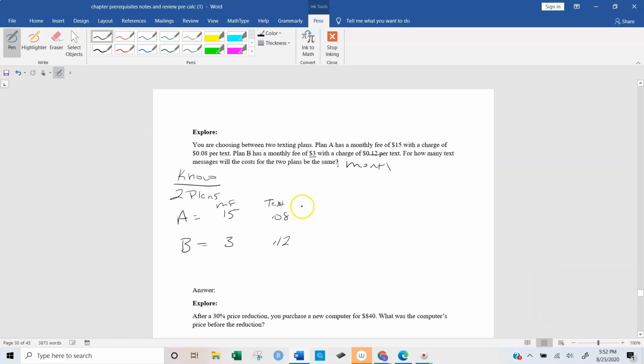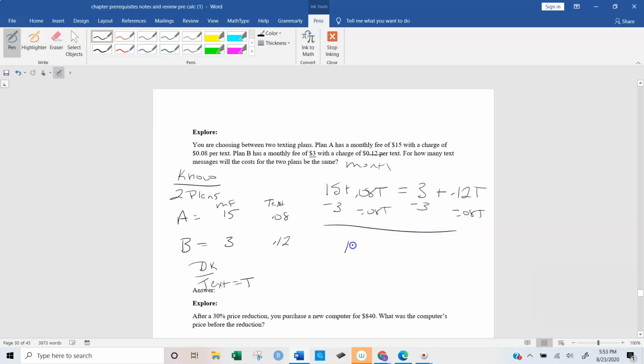All right, so if this is for 1 month, I need to know how many texts there are. So text is what I don't know. I'm going to let that be T. So I know that A is equal to 15 plus 8 cents per every text. And I want to know when that's equal to B, which is $3 plus 12 cents for every text. Now we just solve. Subtract your 3, subtract your 0.08.